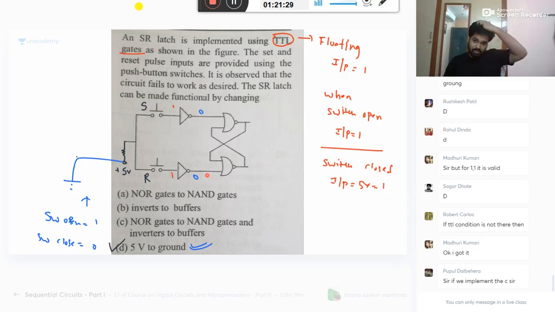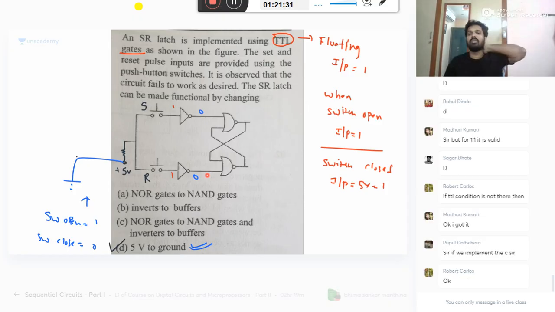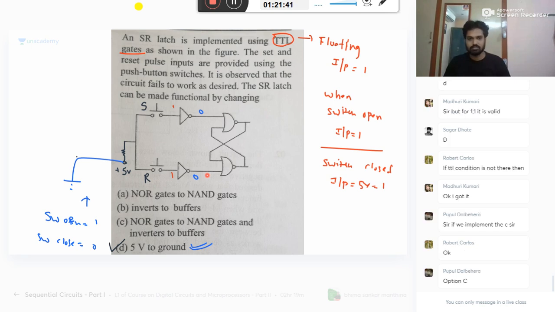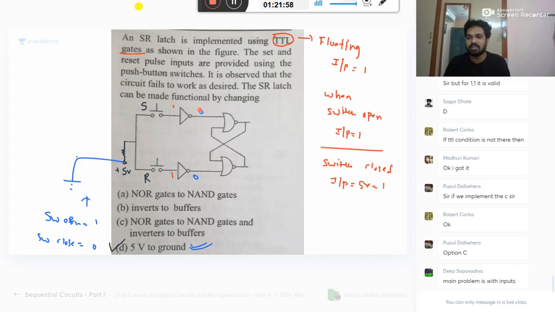If we implement the C, what is C? What is that C? You want to implement the circuit? It doesn't matter whether it is C here, whether it is a NAND gate, NOR gate or XOR gate, the inputs are constant. It will not do your job now. Whether it is a NAND gate, NOR gate, inverter, or XOR gate, no use because the inputs are not changing. That is the main problem, right, Deep? So let's move further.